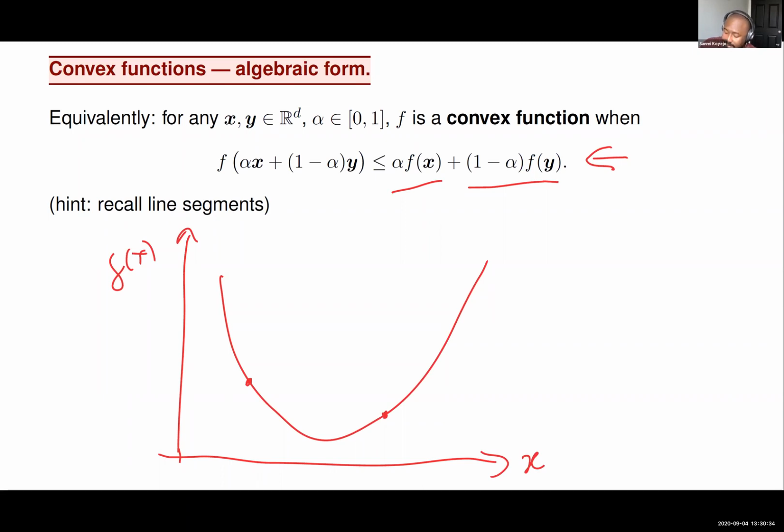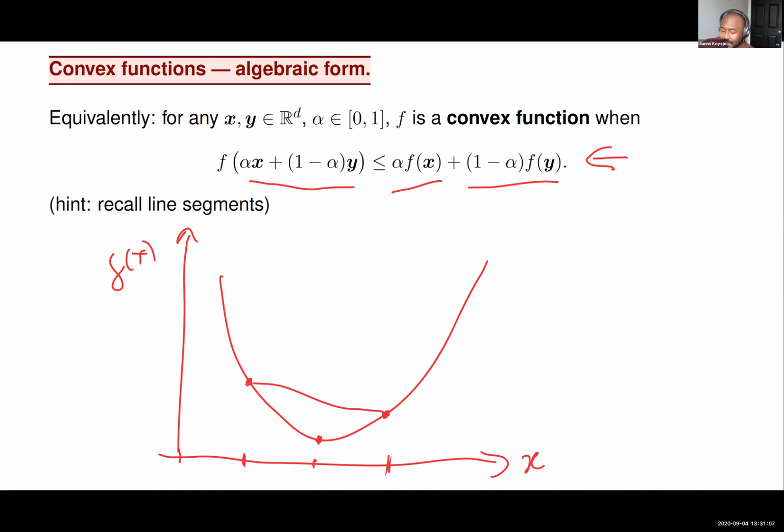Right. And this is saying draw the line between the functions, and it's comparing it to the function evaluated at the average of the 2 points. So suppose this is point 1, point 2, the average of the 2 points is here, and the function evaluated at the average of 2 points is here. And we say that a function is convex if the function evaluated at the average of 2 points is always less than the average of the 2 function evaluations.